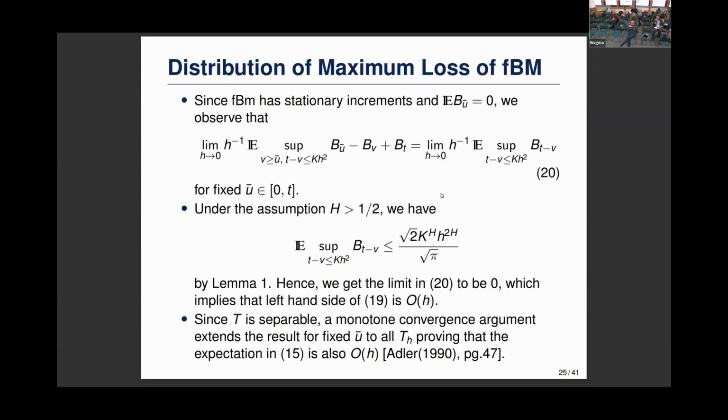And also for a fixed u bar, we have the expected value. This is a centered fractional Brownian motion v. So we have 0 as the expected value. So this limit can actually be written in this form by also using the stationarity of the increments, which actually gives us for a fixed u bar. And by using the earlier lemmas or results on the first moment of supremums, the upper bounds, we can bound this limit above by these expressions. And so just by dividing it by h, we have the result. So we get the limit to be 0 in the order of h.